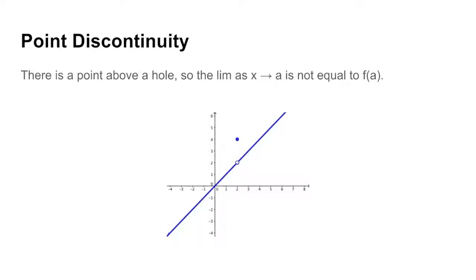The final type of discontinuity is a point discontinuity, and it just means that there is a point above or below a hole, so the limit as x approaches a is not equal to f of a.